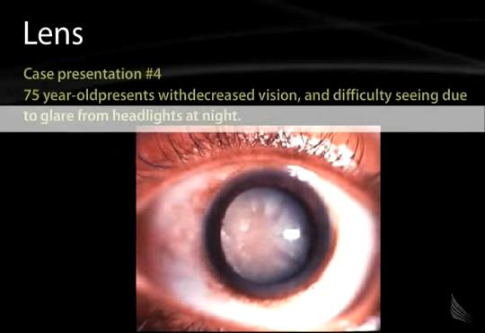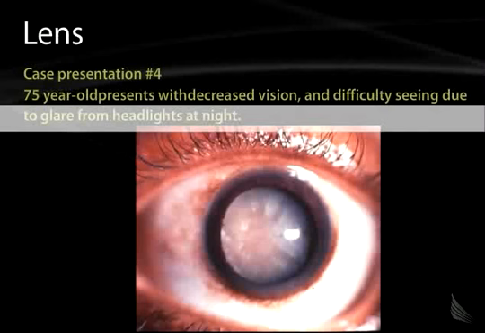Let's talk about a case presentation to talk about the pathology and histology of the lens. A 75-year-old person presents with decreased vision and difficulty seeing due to glare from headlights at night. We have a picture here, and most people would agree that that's not a normal-looking eye. The problem is not in the conjunctiva. That looks white. The iris and the uveal tract look okay. There's no accumulation of fluid or cells in the anterior chamber, and the cornea looks pretty clear.